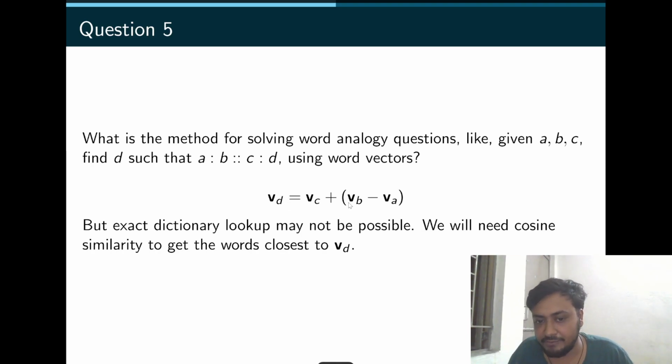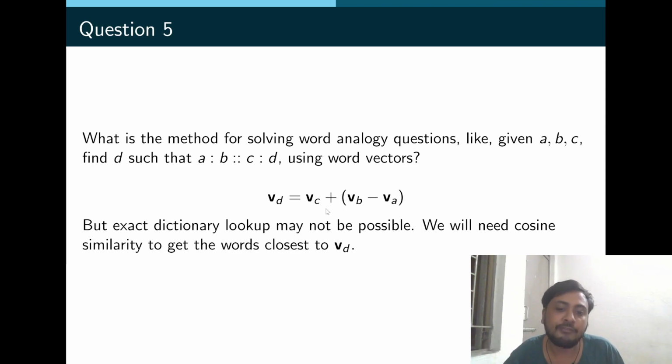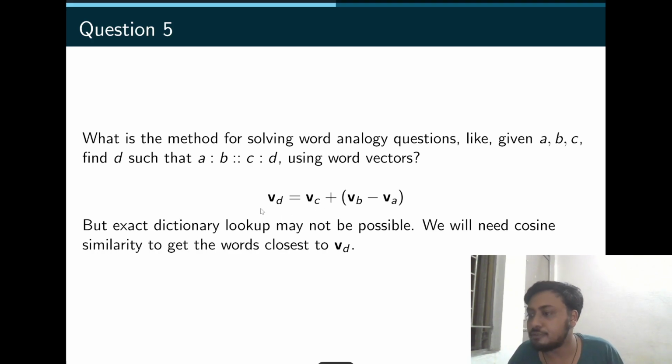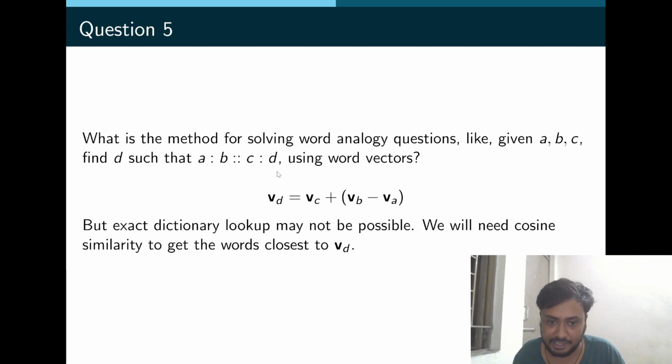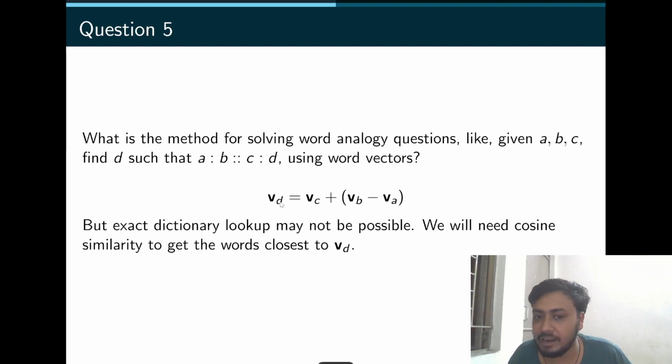But then whatever you get for VD, that exact vector may not be there in your dictionary. So you need to find a vector and its corresponding word from your dictionary which comes very close to the calculated VD, as close as possible. The closest vector to the one you calculate should be the actual prediction for the word D, because your dictionary is fixed. There are a fixed number of words and they have some vectors to represent them. Now VD may not be one vector which exists in your dictionary, so you have to find a vector in your dictionary which comes closest to VD. And for doing that, you will need to do cosine similarity.